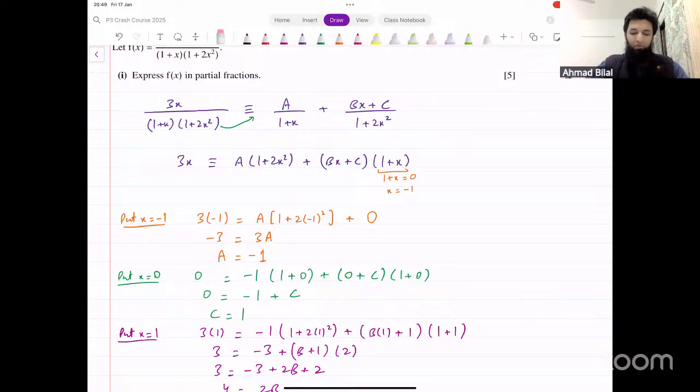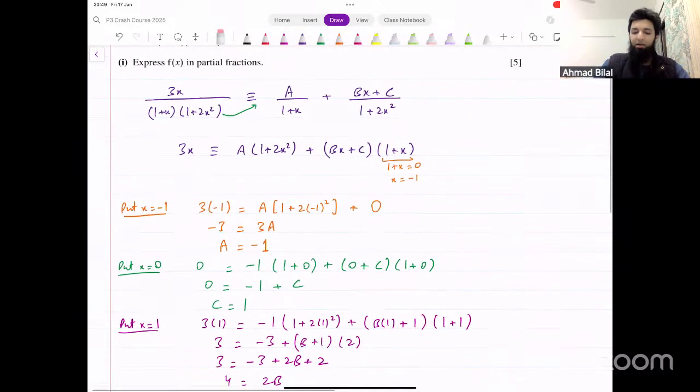Okay. So what's the takeaway from that? You try to make some bracket 0 when possible. When you cannot do that anymore, you put x equal to 0. Then you put x equal to 1, then you put x equal to 2, and that's the maximum that you would have to do, and you will get all the values of the constants. Okay? Okay.